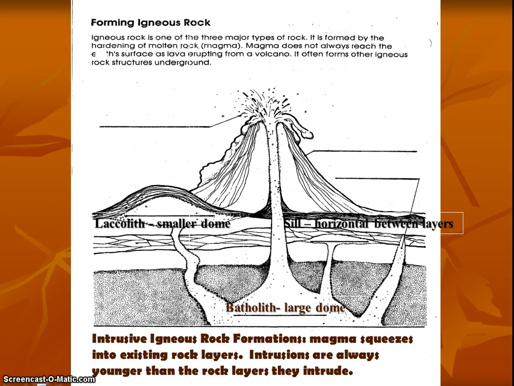Okay, the next one is on the other side of the paper, and hopefully you can read this. I know it's a little bit difficult to read with all the dark of the picture, but this is a sill, S-I-L-L, and it is horizontal between rock layers. So it is a smaller amount. It can be kind of long and thinner, and the magma will actually move in between rock layers that are already there, and then it hardens and forms a sill.